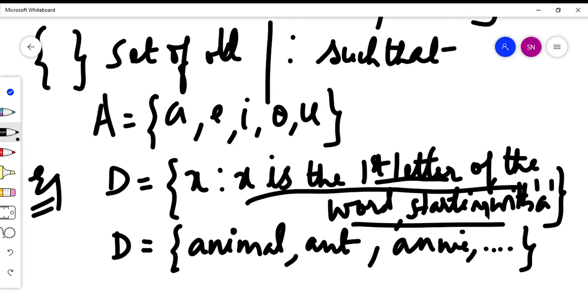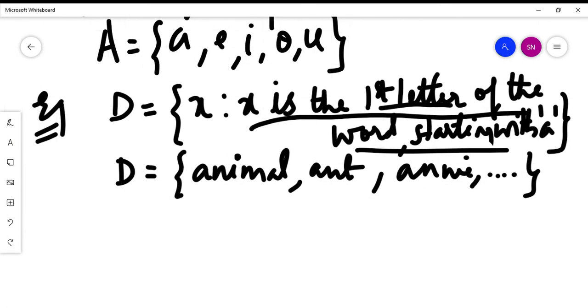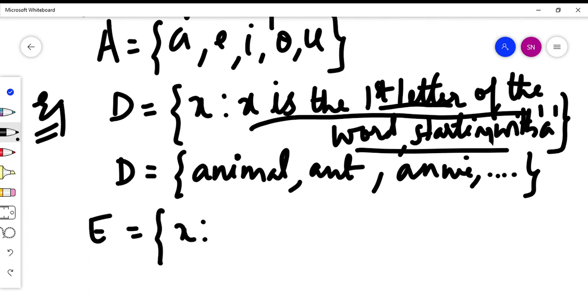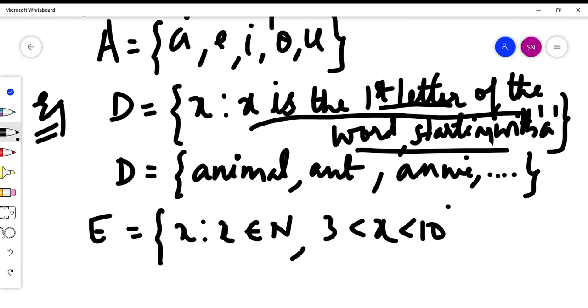If you want one more example, I will give it to you, which will make things easy with regard to set builder form. Let me consider set E is equal to x such that x belongs to natural numbers, where 3 less than x less than 10. So what do you mean by this? x belongs to capital N.